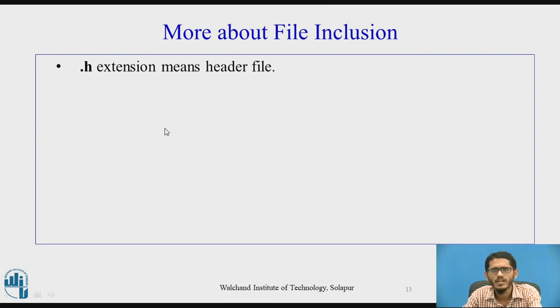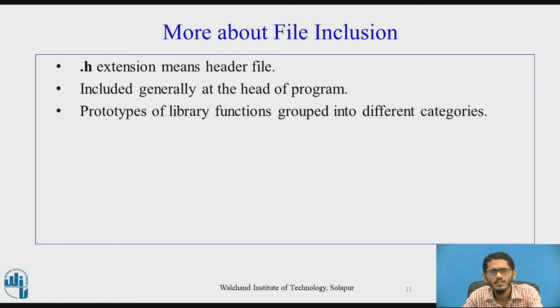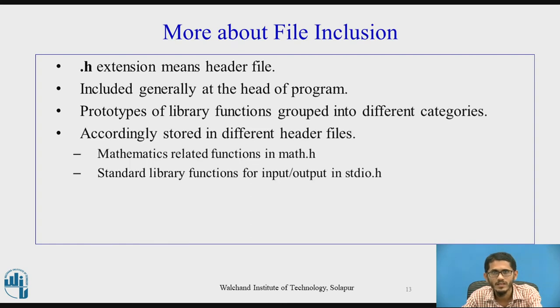Generally we make use of the .h extension to mean that it's a header file. And generally, such file inclusion is done at the head of the program, at the top of the program code. Not compulsory, but generally we declare the header file inclusion at the top. The prototypes of the different library functions are grouped into different categories and stored in specific header files. For example, all the mathematics related functions are kept in the header file math.h and all the standard library functions for input output are kept in the stdio.h header file.